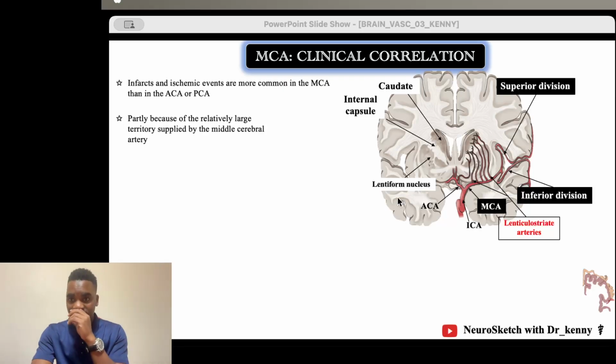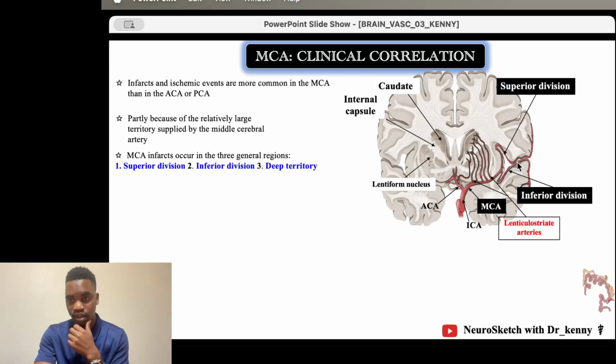Now, the infarction, death of tissues, along the territories of the middle cerebral artery can happen along the superior division. So we can have infarction along the superior division of the middle cerebral artery. We can have infarction along the inferior division, and the passage supply of the inferior division. And we can also have infarction along the lenticular side, the deep structures, the deep territories, and they all have different clinical presentations.